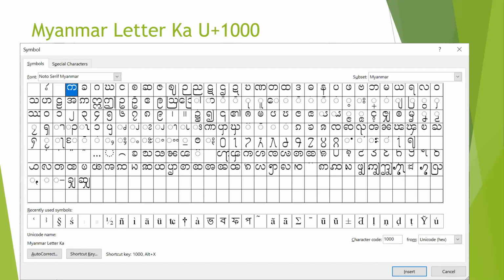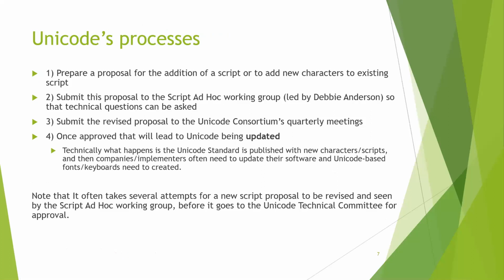But it's called Myanmar letter Ka, and its code is 1000. What you can see here is a whole set of different letters that are used for the Burmese language, but also for other languages related to Burmese, such as Shan, such as Tai Pake, etc. Okay, so what are Unicode's processes?